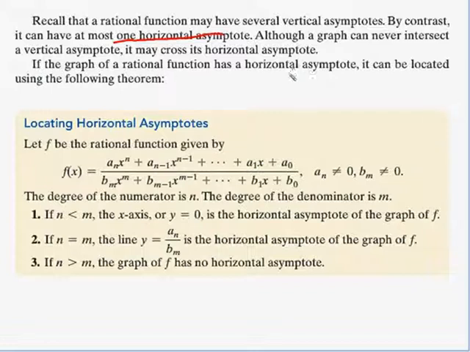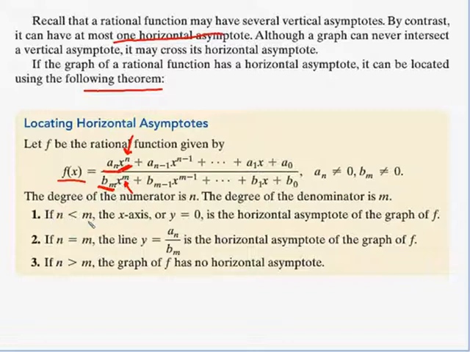If the graph of a rational function has a horizontal asymptote, it can be located using the following theorem. So let f of x be a rational function given by this. Notice we have our leading coefficient a sub n, this is x to the nth power, and then it goes downhill from there. Right below that, in our denominator, b sub m is our leading coefficient, x to the mth power. The degree of the numerator is n, the degree of the denominator is m. So that is our leading power of x: x to the nth power, x to the mth power in the denominator.